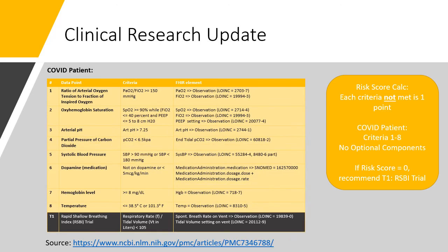For a COVID patient, the weaning algorithm is slightly different. It adds a partial pressure of carbon dioxide calculation, as well as making the hemoglobin level and temperature non-optional components. So overall, for a COVID patient, there are 8 criteria that must be met in order to provide a recommendation for weaning. If the risk score is 0, the provider will still be recommended to provide a rapid shallow breathing trial, and if that passes, the patient will be ready for weaning.